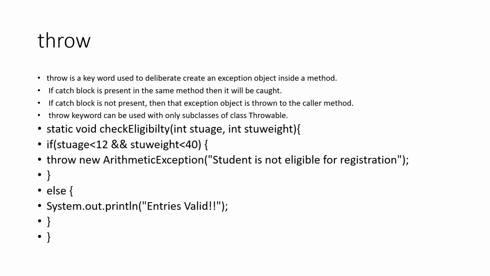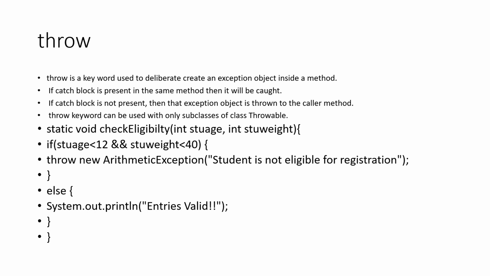Now if you want to create a custom exception inside a method, then you can use the throw keyword. Now look here, the catch block is present in the same method, so it will catch it. If the catch block is not present, the exception object is thrown to the caller method. To make this throw keyword work, you have to subclass, extend Throwable. If you don't extend Throwable, you cannot use throw.